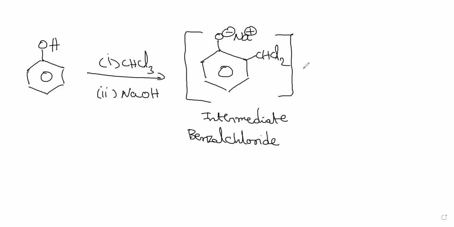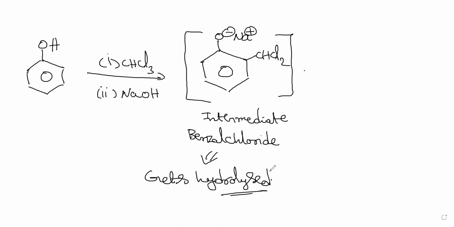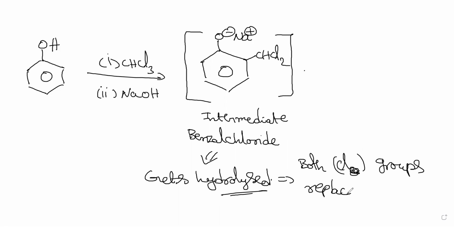So this gets hydrolyzed. Benzyl chloride gets hydrolyzed. Hydrolysis means these two chlorines are replaced by OH groups. Both these Cl groups are replaced by OH groups.